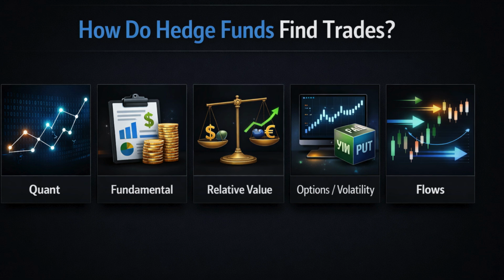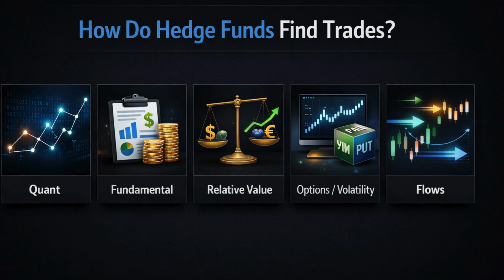They build repeatable edges. Quant signals, trend, carry, value, momentum, and mean reversion. Fundamental research, earnings, supply-demand, balance sheet, and catalysts. Relative value, mispricings between related instruments. Volatility and option structures, pricing inefficiencies, skew and term structure. Flows and positioning, who is forced to buy and sell and when.